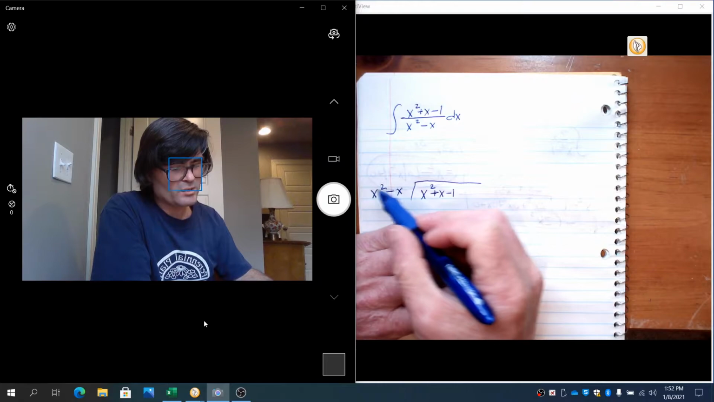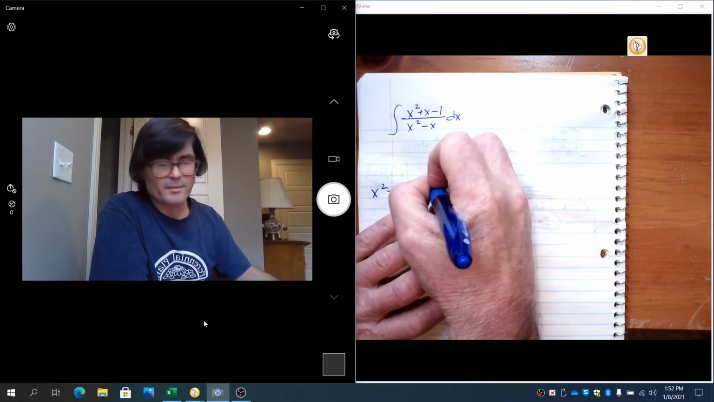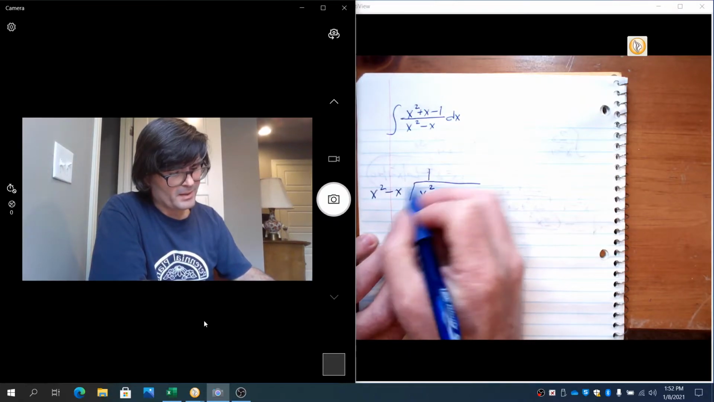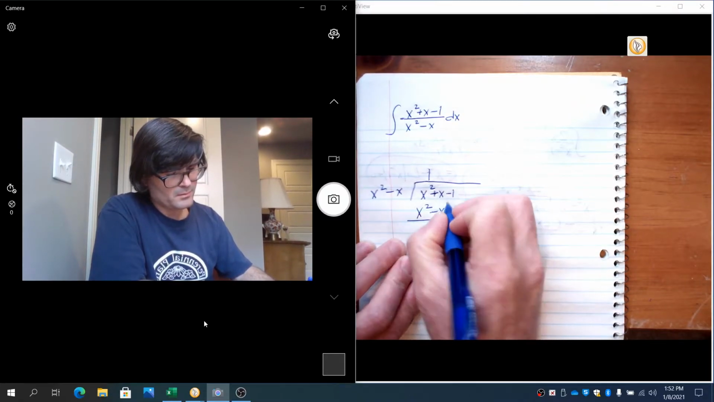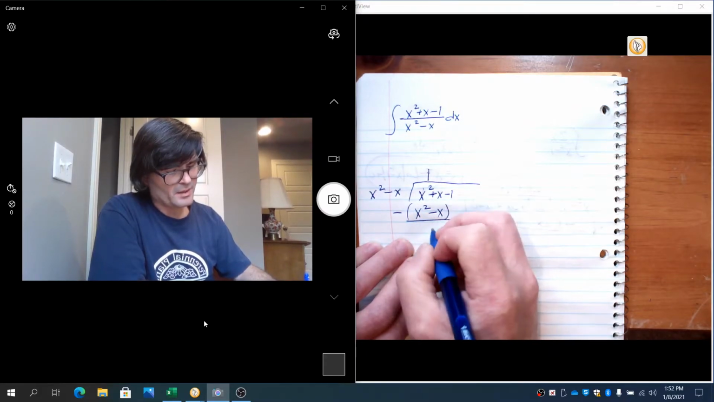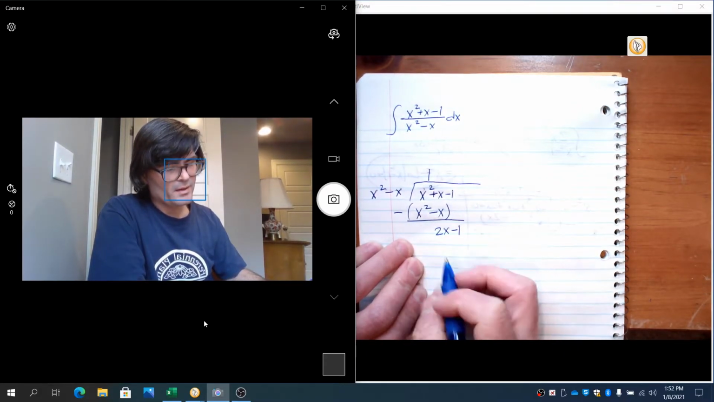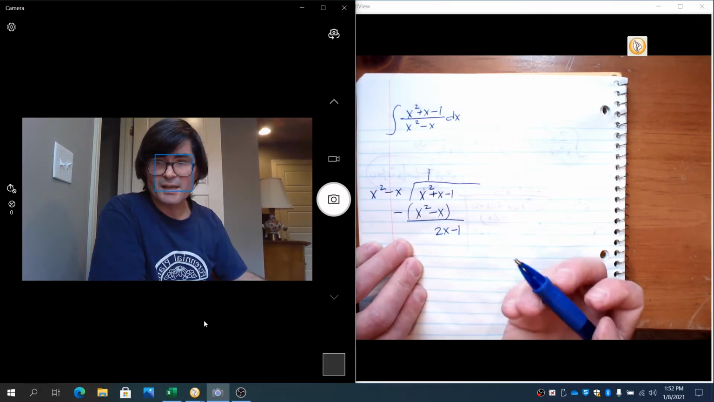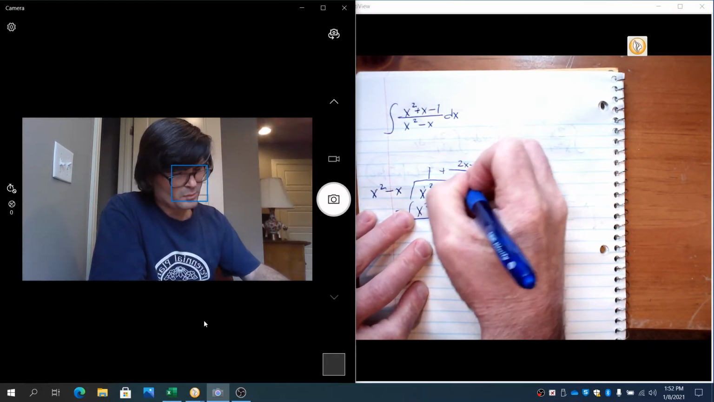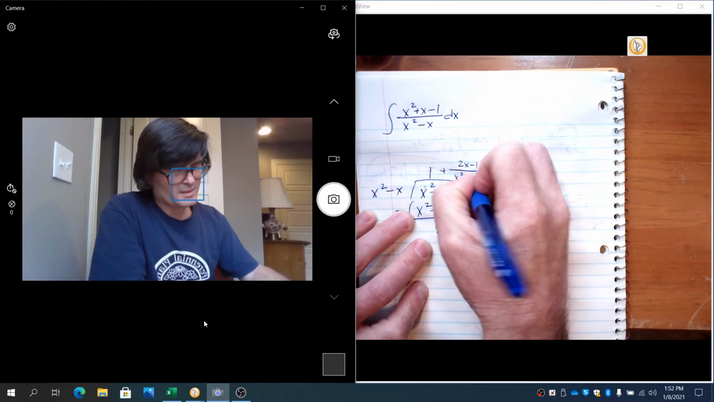First question, x squared times what makes x squared? That's 1. 1 times x squared is x squared. 1 times minus x is minus x. These cancel out. Minus and minus makes a plus. That's 2x minus 1. Does x squared go into 2x? It does not. So you're going to have plus 2x minus 1 over x squared minus x.